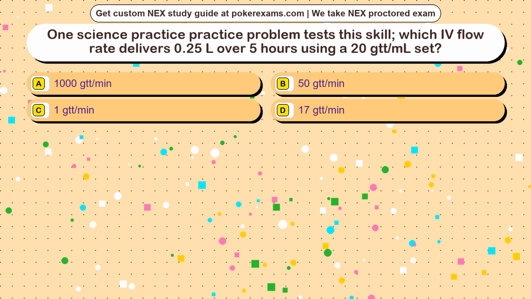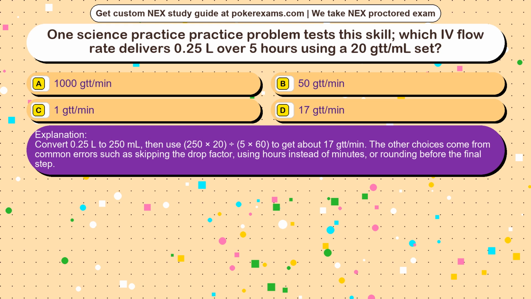The correct answer is option. Convert 0.25 L to 250 ml, then use 250 times 20 divided by 5 times 60 to get about 17 GTT/min. The other choices come from common errors such as skipping the drop factor, using hours instead of minutes, or rounding before the final step.